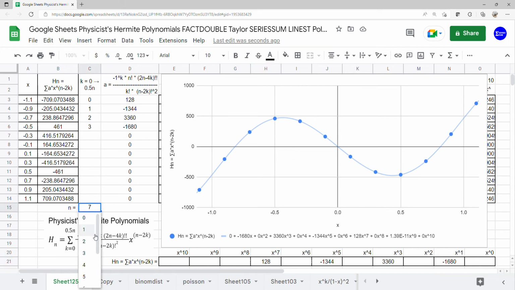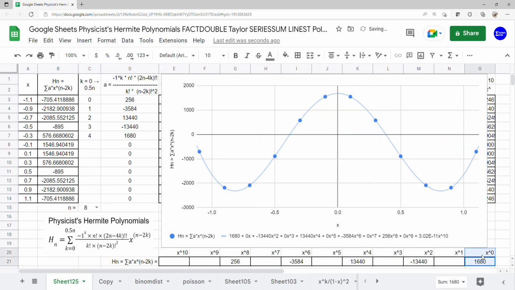And then n equals 8, 8th degree. 1680 minus 13,440x squared, 13,440x to the 4th, minus 3584x to the 6th, 256x to the 8th.